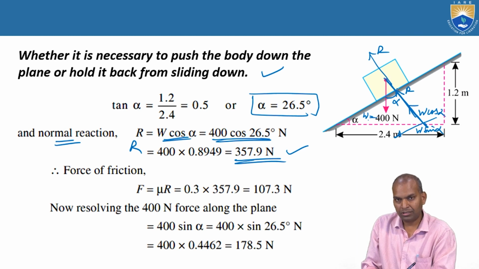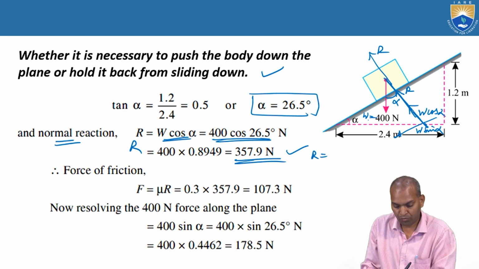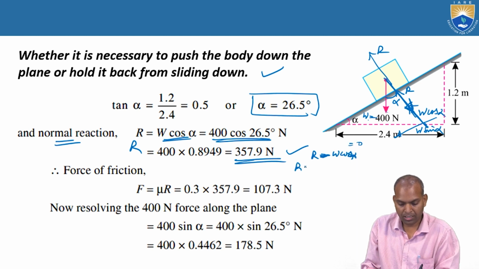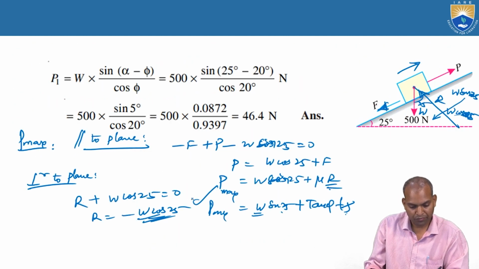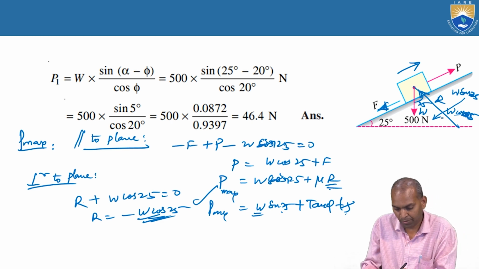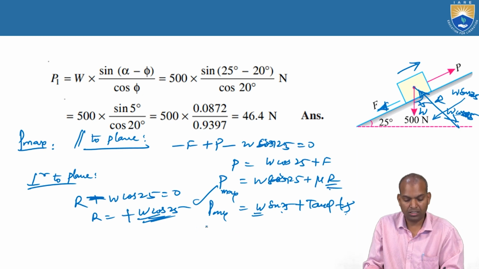Now apply the equilibrium conditions. Normal to the inclined plane, the normal reaction R is upwards positive, and W is acting downwards, so R minus W cos alpha equal to 0. Then R equal to W cos alpha. In the previous problem also we considered R upwards and W downwards. So R minus W cos alpha, R equal to W cos alpha.